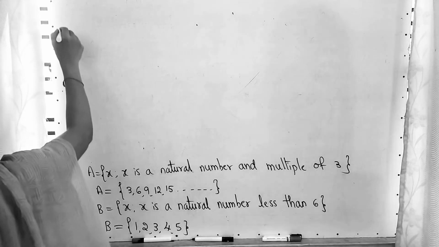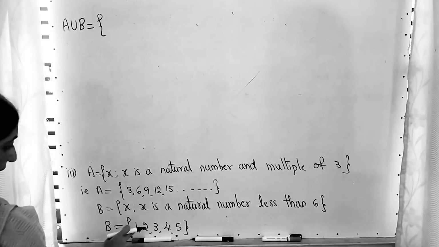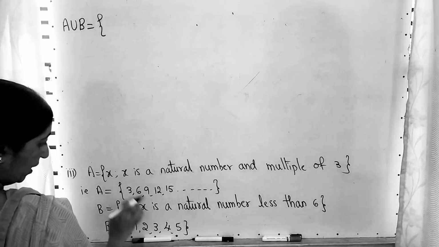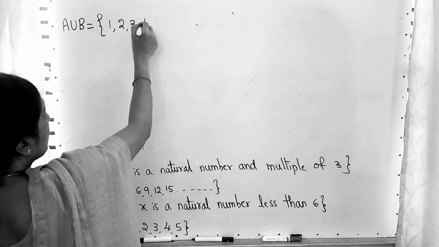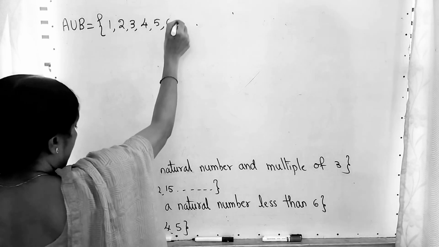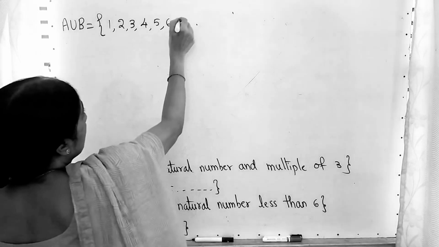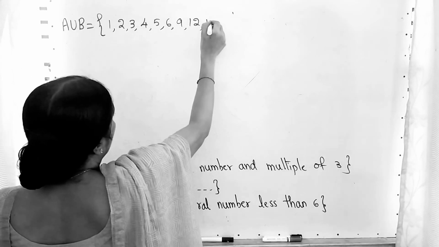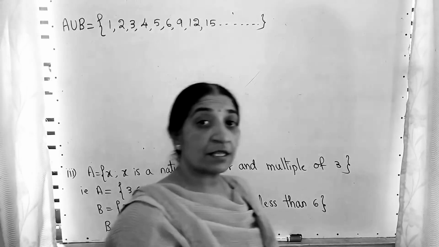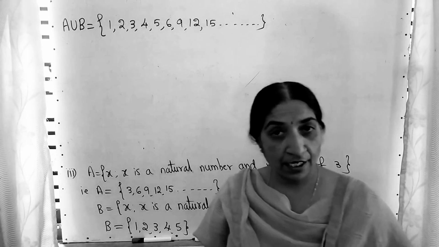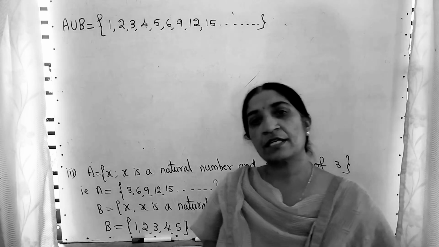Then see what is A union B. A union B means we have to combine these two. 1, 2, 3 is common, write it once. 1, 2, 3, then 4, 5. Next 5 completes here. Next onwards we have to write the elements from this: 6, 9, 12, 15 and continuation, because one set is finite and the other set is infinite. If you take a union of finite and infinite, obviously you will get an infinite set.